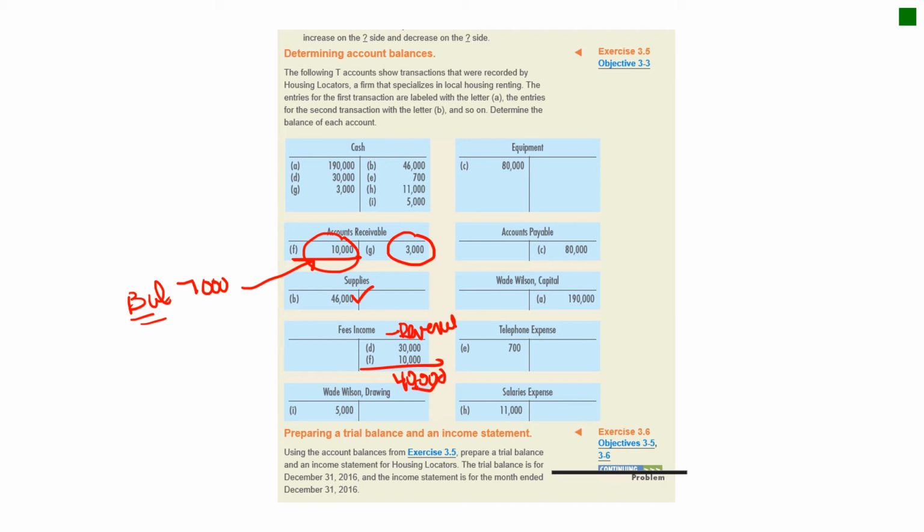That's it. Wilson drawing is 5,000. Equipment's 80. Accounts payable is 80. Capital's 190.